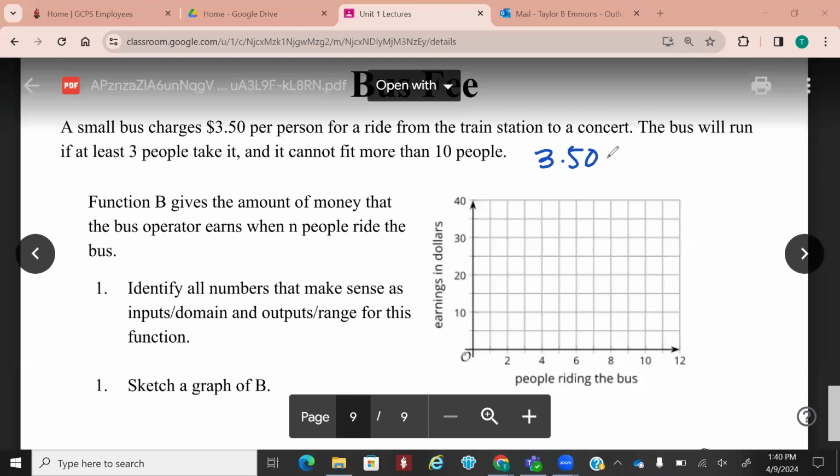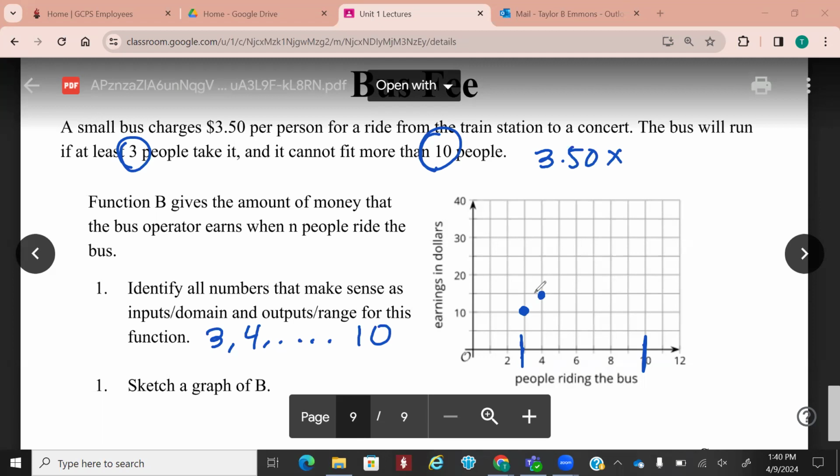So they charge $3.50 per person to ride. It can't have less than 3 and more than 10. So we're going to have from 3 to 10 for our inputs. So 3, 4, all the way to 10, but they have to be whole numbers. Now it's going to cost $3.50 per person. So if I had 3 people, that's going to be $10.50. If I had 4 people, that's going to be $14.